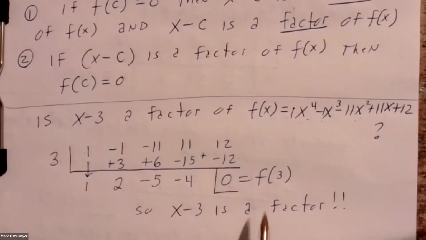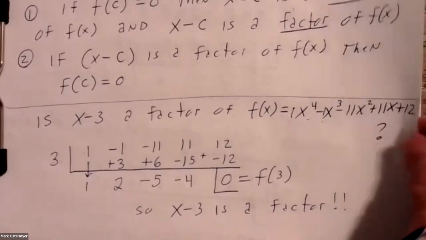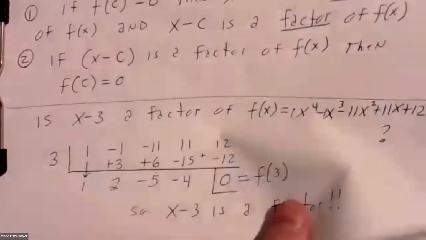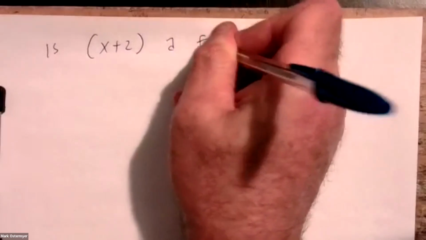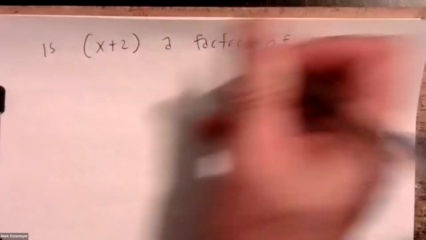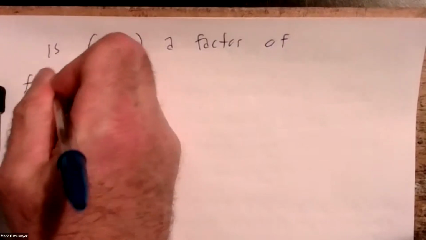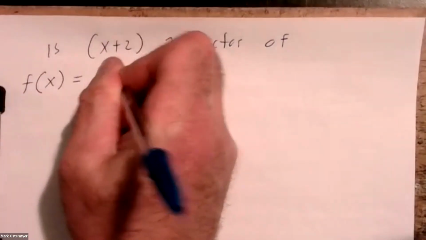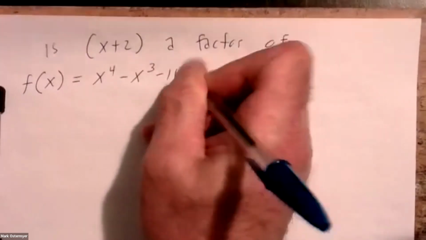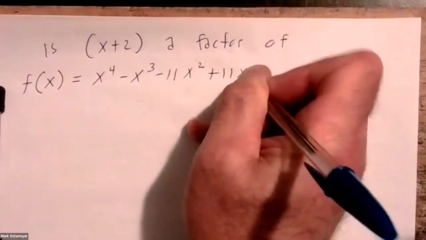So in order to be a factor, we had better get a 0 remainder when we divide the constant of the binomial factor synthetically into the coefficients of the polynomial. Let's try another one. Questions on that? All right, let's try this one. Let's ask ourselves this question. Is x plus 2 a factor of the same polynomial? X to the 4th minus x cubed minus 11x squared plus 11x plus 12.